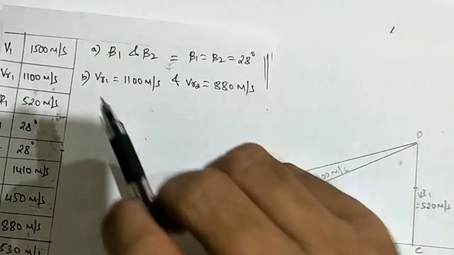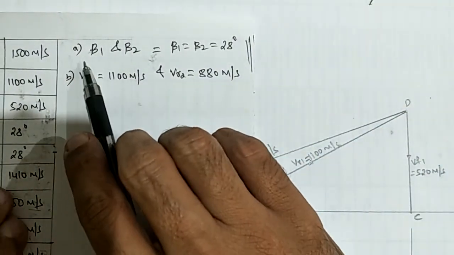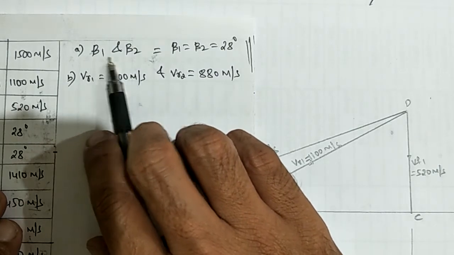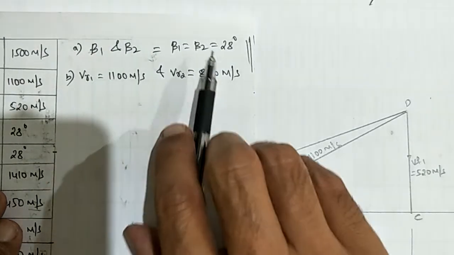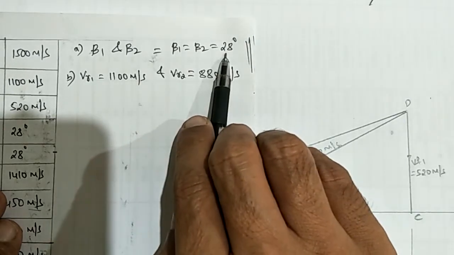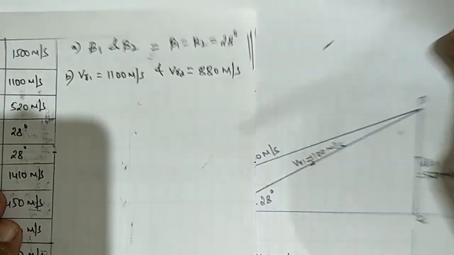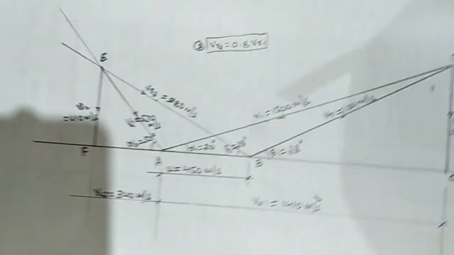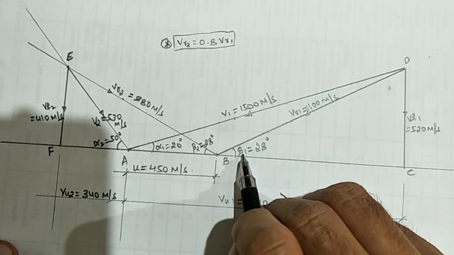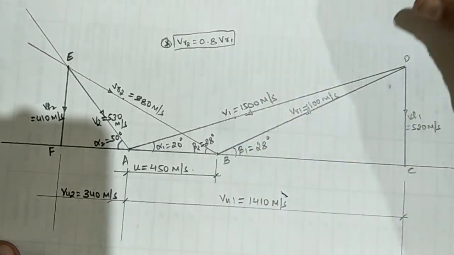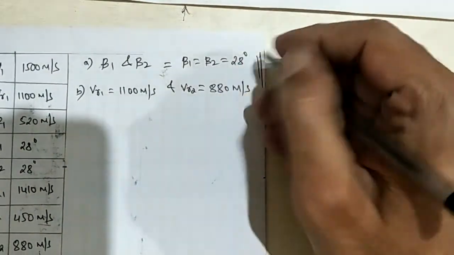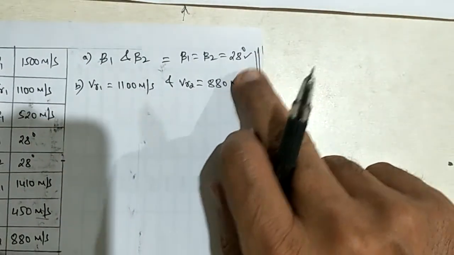Okay, as you can see here, I have extracted the values. The very first unknown is beta1 and beta2. Those are nothing but 28 degrees, since beta1 is equal to beta2. We have obtained this directly from the velocity triangle: just measure the angle beta1, and one condition is clearly mentioned in the problem, that beta1 is equal to beta2, that is 28 degrees. So this is the first answer.